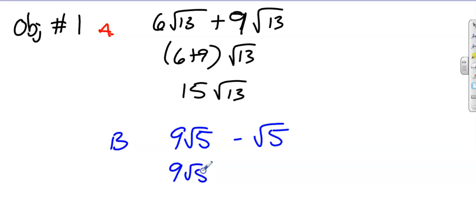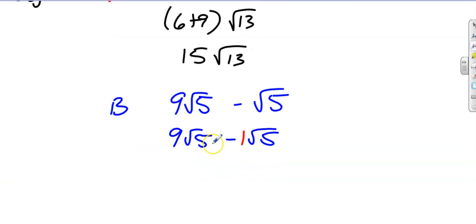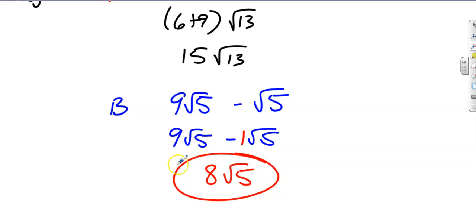If they do not give you a number in front of the radical, just remember that there's always a 1 there. So this one would be 9 minus 1, which would be 8, and square root of 5. Nice. Okay. Other than that, there's really not any tricks they can do on this one.